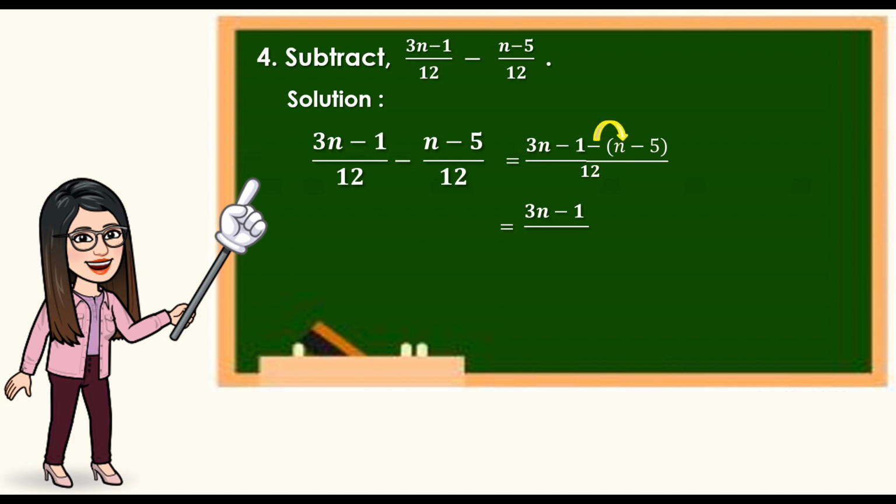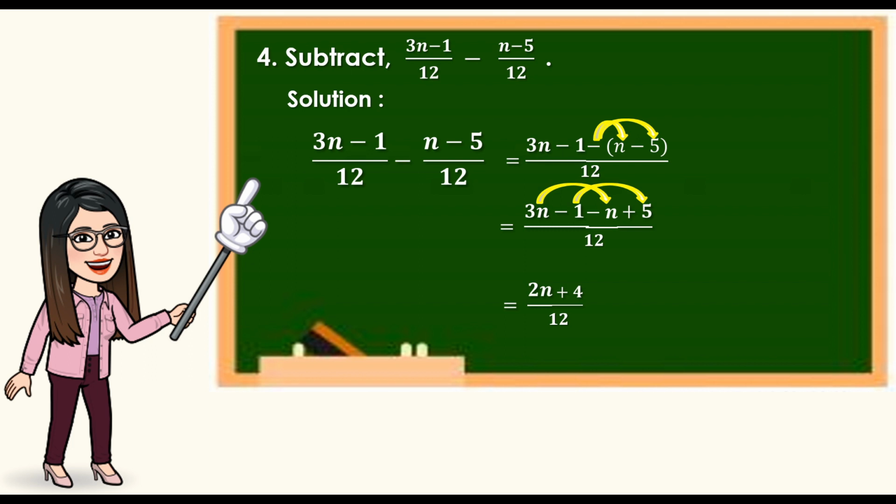Negative times n is negative n. Negative times negative 5 is positive 5 all over 12. Next is combining like terms. So how do we combine like terms? 3n minus n is equal to 2n. Negative 1 plus 5 is positive 4 all over 12.